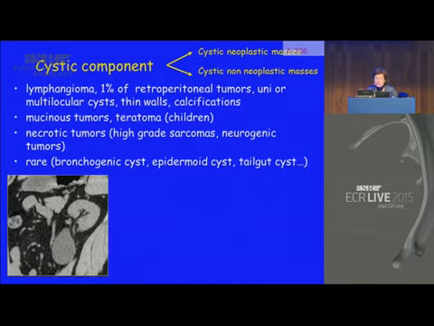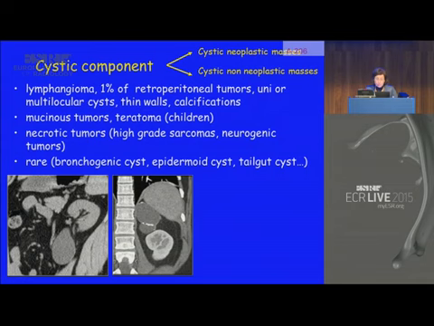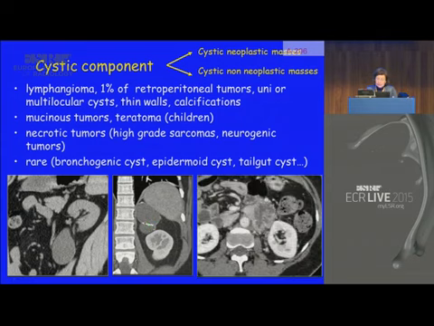Let's now move on to the cystic component. They can be classified into neoplastic masses and non-neoplastic masses. Masses with a cystic component mainly include lymphangiomas, as in this example, which represent 1% of retroperitoneal tumors, which usually have thin wall and they might be calcified. They also include mucinous tumors and teratomas, both in children and in adults, as in this example, with calcification. They also include necrotic tumors, mainly high-grade sarcomas and leiomyosarcomas, as in this example.